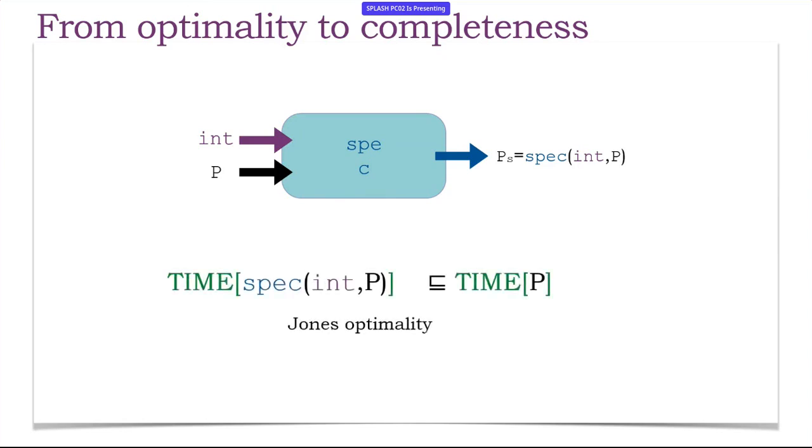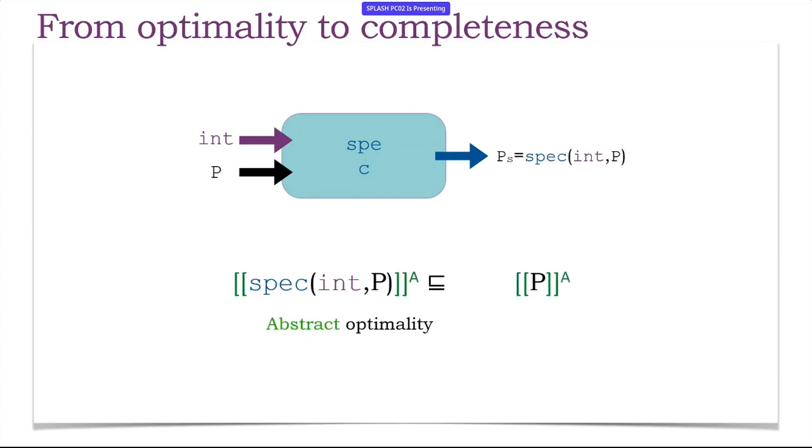And Jones-optimality is a property of specialization, a relation between specialization and interpretation, saying that a specializer is optimal when the time complexity of the specialized program is less or equal than the complexity of the original program. Instead of observing time complexity, we decide to observe the abstract semantics, and therefore we call abstract optimality the fact that the specialized program has the same semantics or a more precise semantics than the original program.